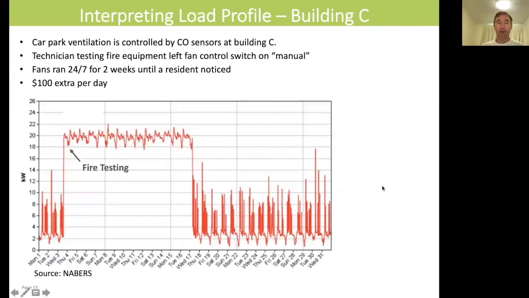Here's an example where annual fire compliance testing was done, and the car park ventilation fan was set to a fire testing mode. But when the fire compliance people left the building, they didn't reset the car park ventilation system back to its normal mode. So it continued to run for a couple of weeks, costing the building $100 extra per day until it was identified and then rectified. And you can see the load profile going back to normal after that.